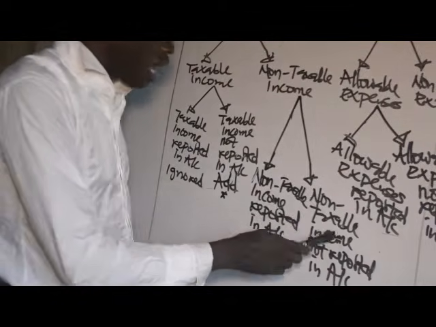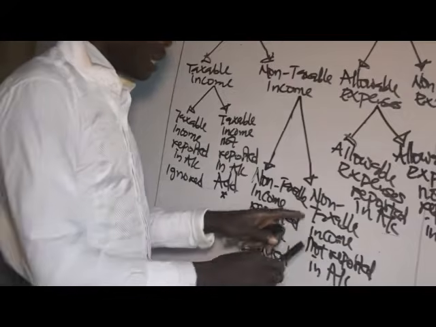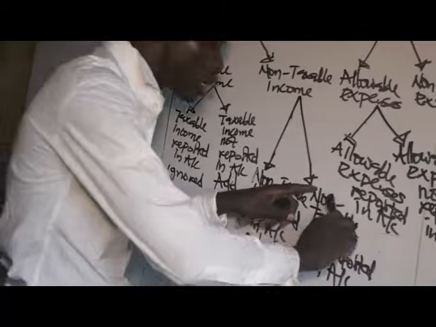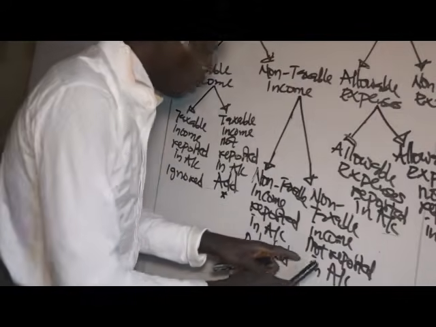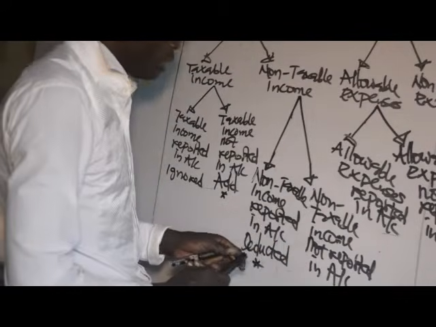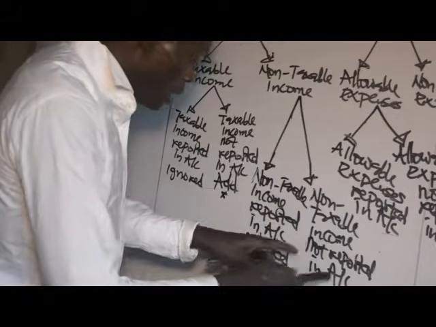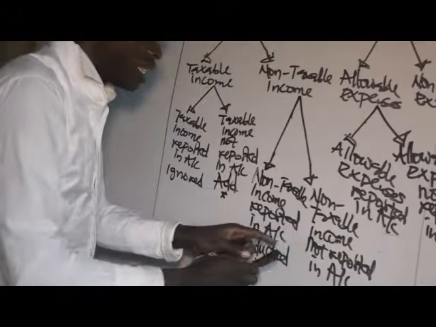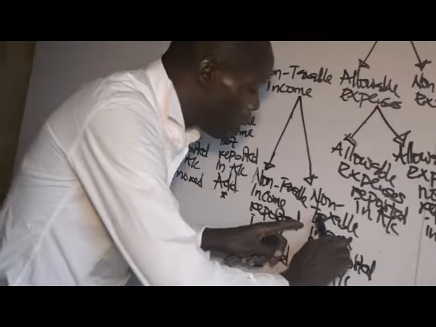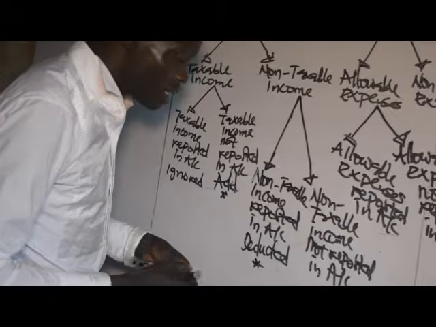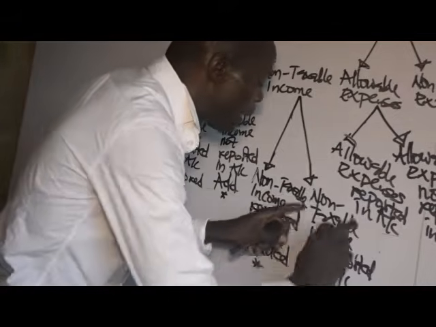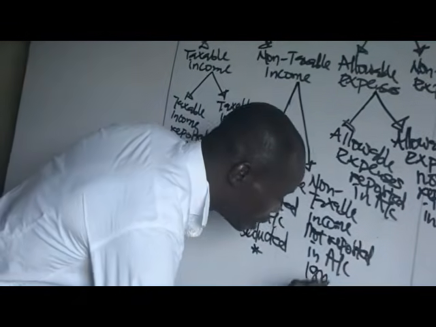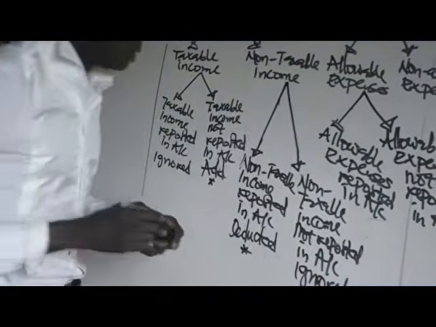Now we also have not taxable income not reported. This income is not to be taxed in the hands of the recipient. The tax law does not accept them to be included in the profit, and they have not been reported in the account. Since these have not been reported, that means they have not formed part of the net profit figure. Since they are not taxable, this should be ignored.